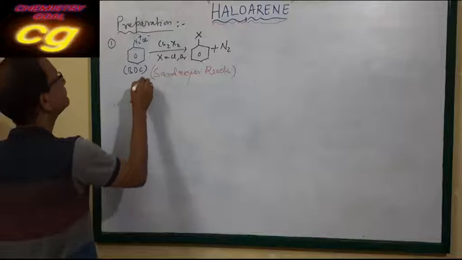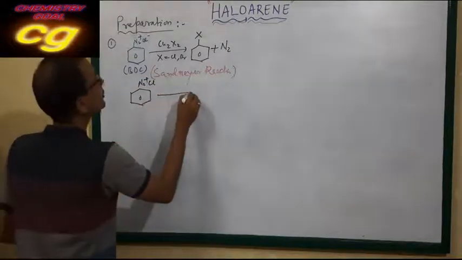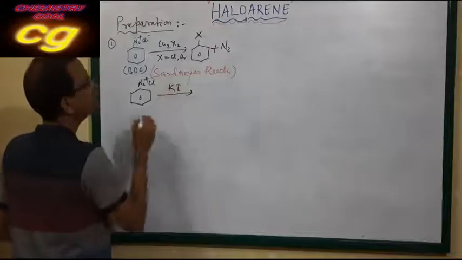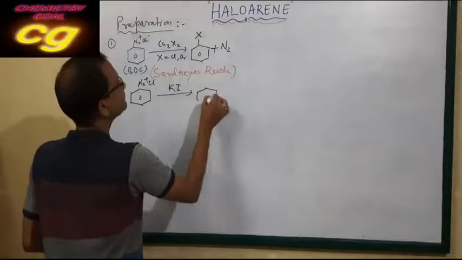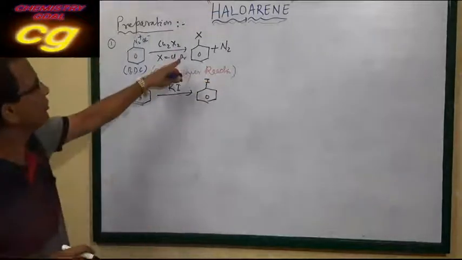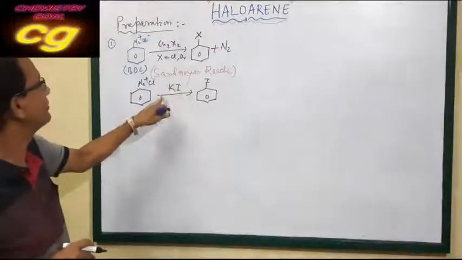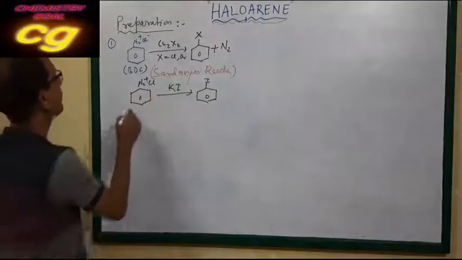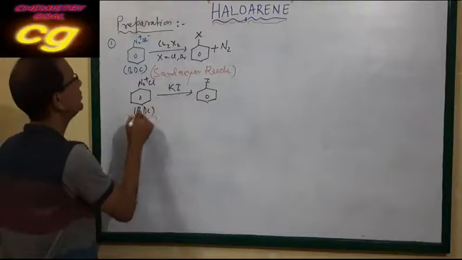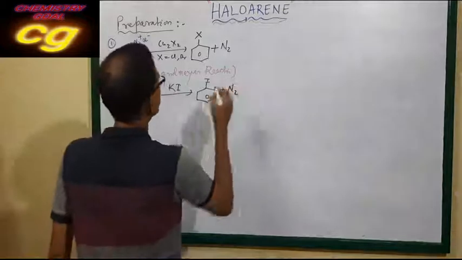BDC will be taken, then you react it with KI, then you will get iodobenzene. Chlorobenzene and bromobenzene can be prepared by the Sandmeyer reaction, and iodobenzene can be prepared by reaction of BDC with potassium iodide plus nitrogen. So you will prepare it like this.